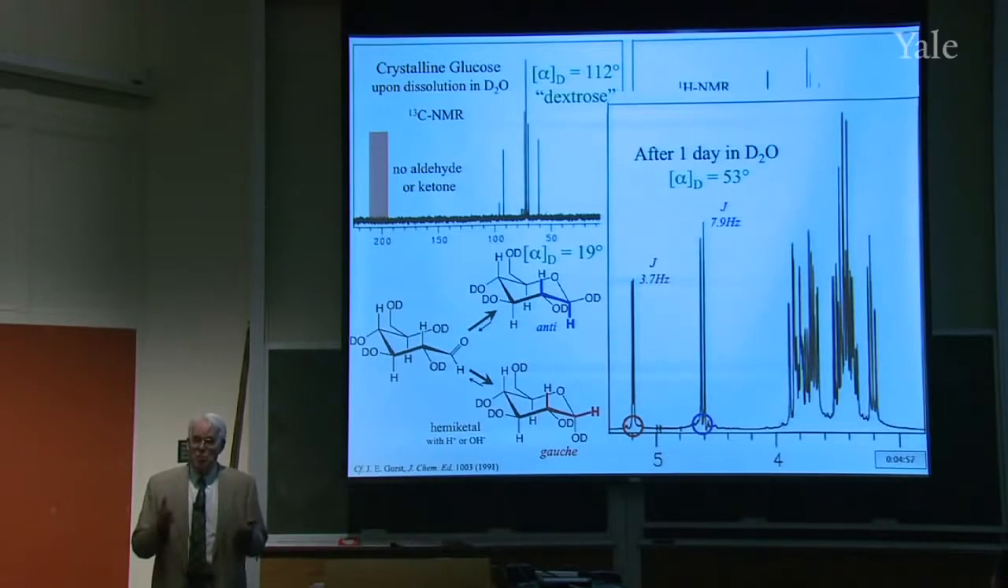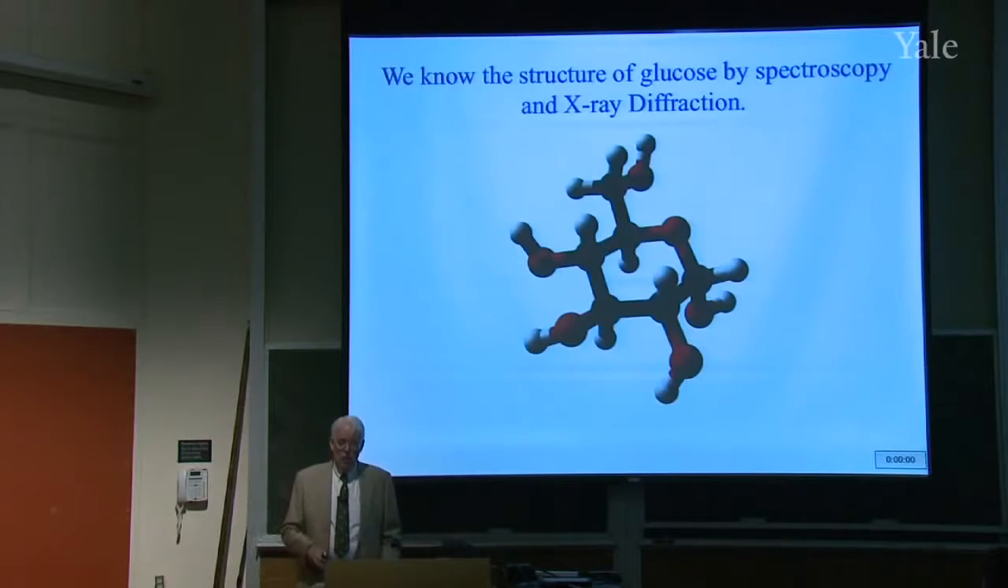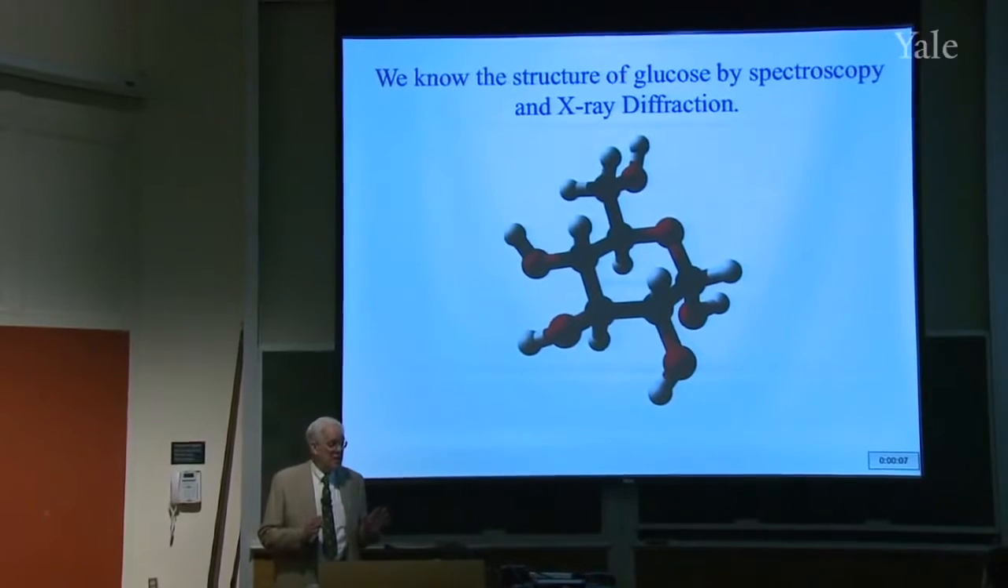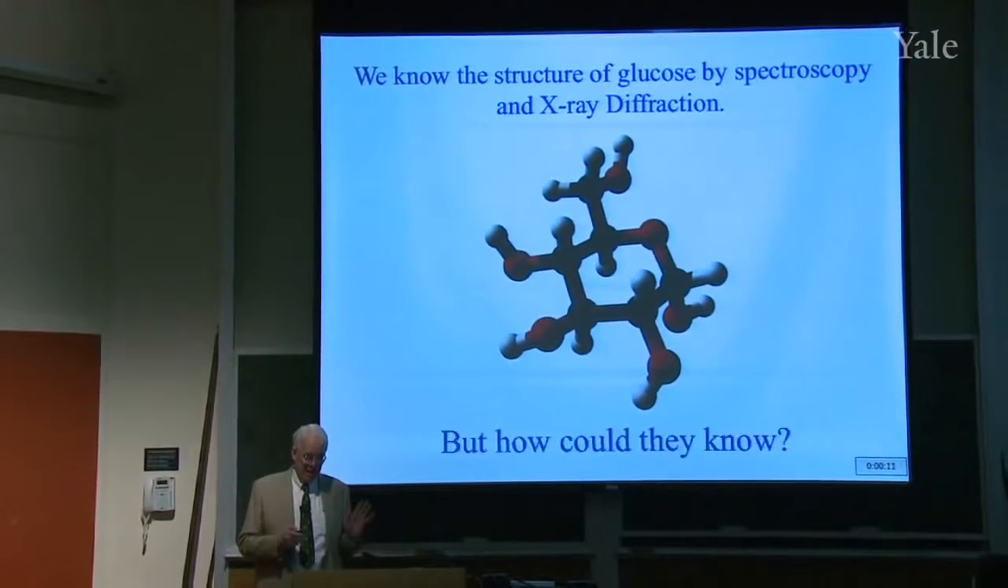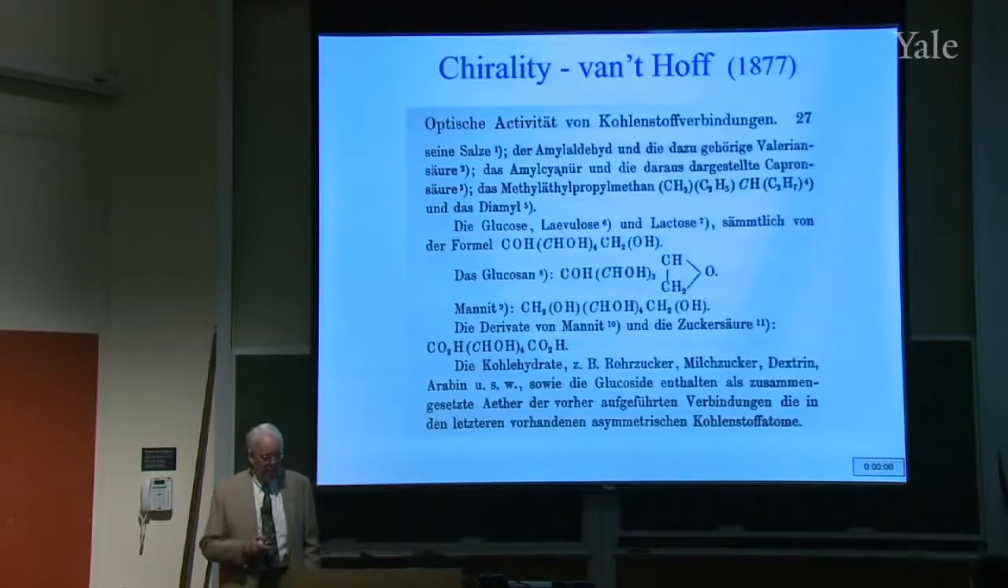So people used that before there was spectroscopy to try to figure out what the ratio of the two was at equilibrium. Okay, or if you really want to do it, you do it by X-ray diffraction, and then you get Cartesian coordinates for all the atoms. That's what you do nowadays. But the interesting thing, and what got a Nobel Prize, was not this. It was, how did they know? How could they figure out what the structure of glucose was?